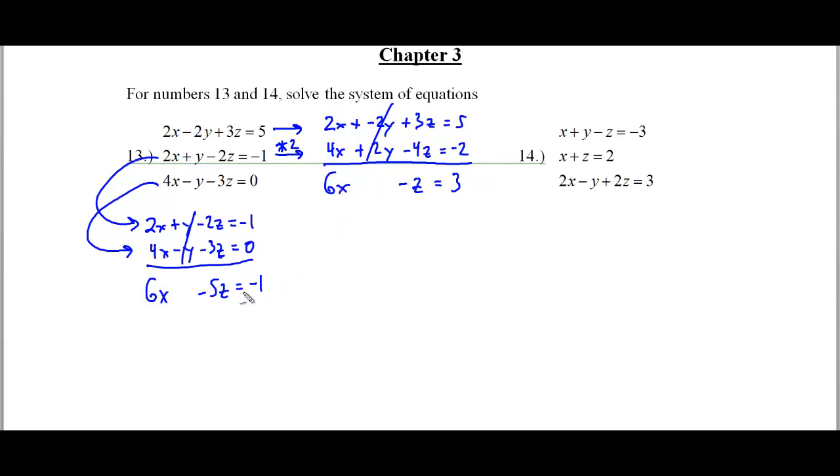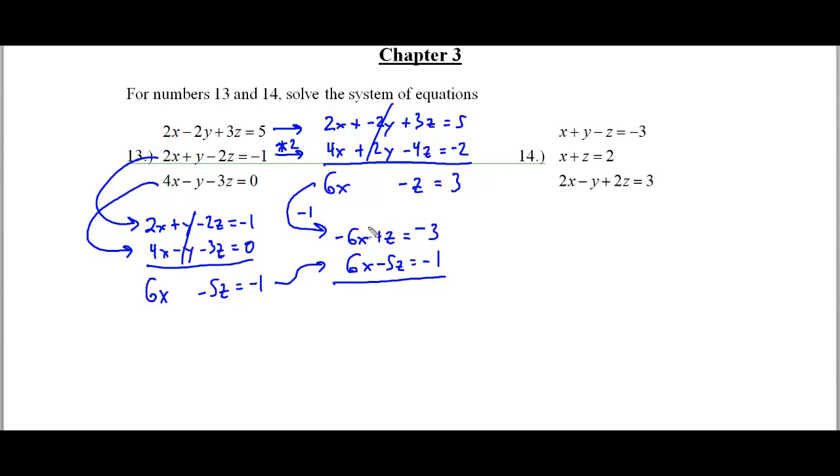I'm now going to stack these 2 equations on top of each other and eliminate one of the variables. Probably easy to eliminate the x's. So I'm going to take this first equation and multiply this by -1. So -6x plus z equals -3. And I'm going to take this equation and just keep it the same. So it's 6x minus 5z is equal to -1.